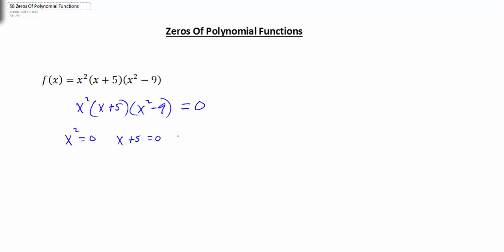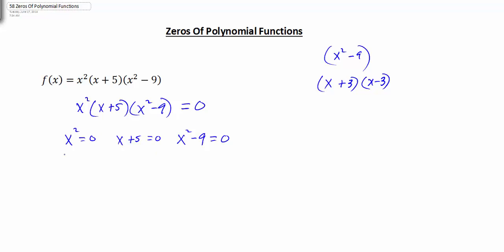Now there's two ways we can do this. We can take x squared minus 9 and set that equal to 0. Or we could always factor this as a difference of squares, x plus 3 and x minus 3. So that's two options you have here. Now, how do we solve each one of these for x?